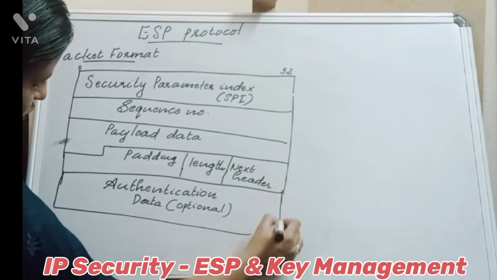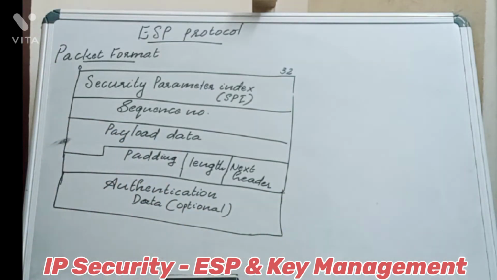Packet format of the ESP protocol. The first one is the Security Parameter Index, used for identifying security associations. Next is the sequence number, then the payload data. The payload data is the actual data to be transmitted.